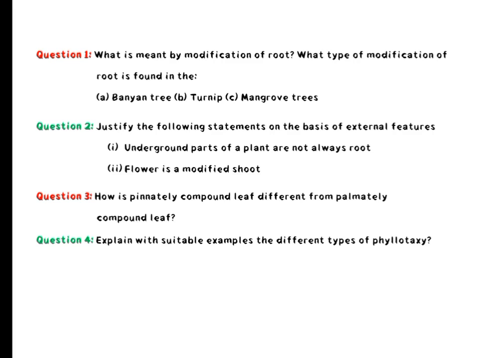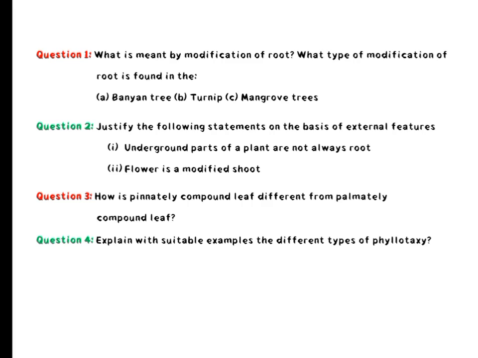Then third question: how is a pinnately compound leaf different from a palmately compound leaf? In a pinnately compound leaf, the leaflets are attached to a common axis, that is called the rachis. But in palmately compound leaves, the leaflets are attached at a common point on the leaf stalk. Pinnately compound examples: cassia, neem, tamarind. Palmately compound examples: silk cotton, nerium. So that's all about question number 3.